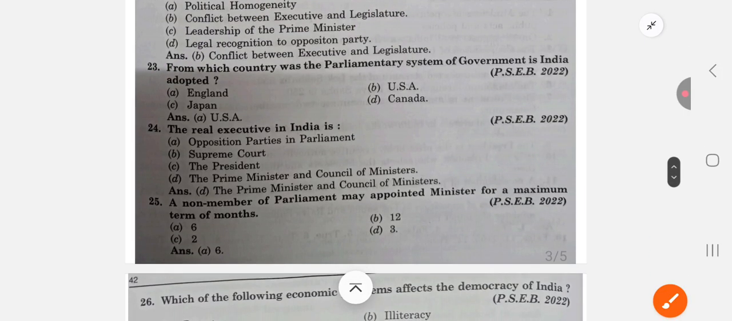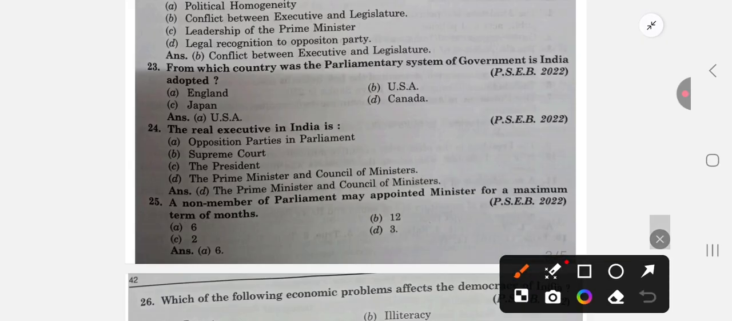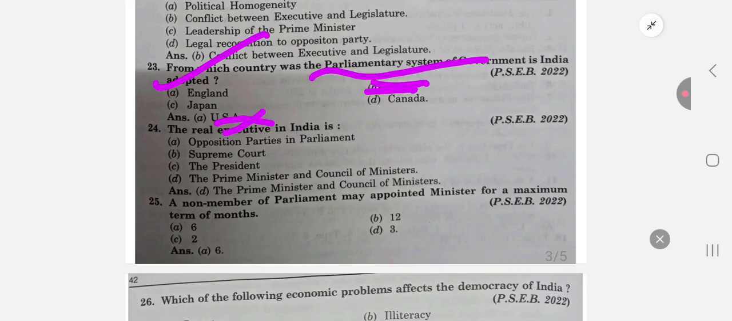Next question is, from which country was parliamentary system of government in India adopted? From England. Parliamentary system is from England. US answer is wrong here. It is not USA. It is England. In USA there is presidential form of government.